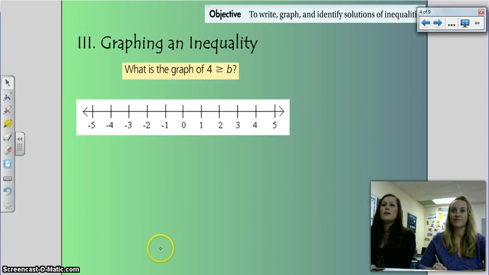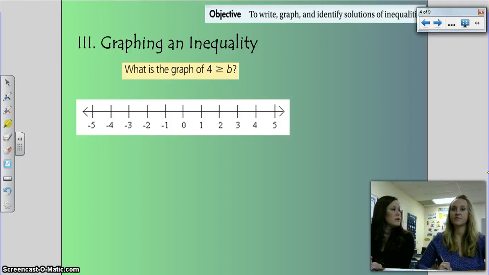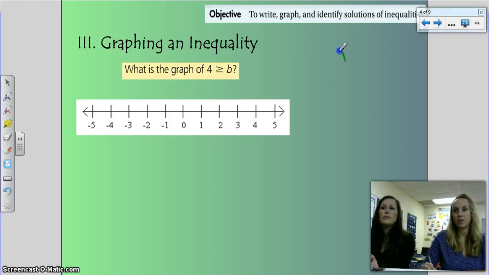Okay, number 3. Now we're going to graph the inequality. We need you to make a little chart. Here's our key. If you have greater than or less than, you're going to have an open circle.